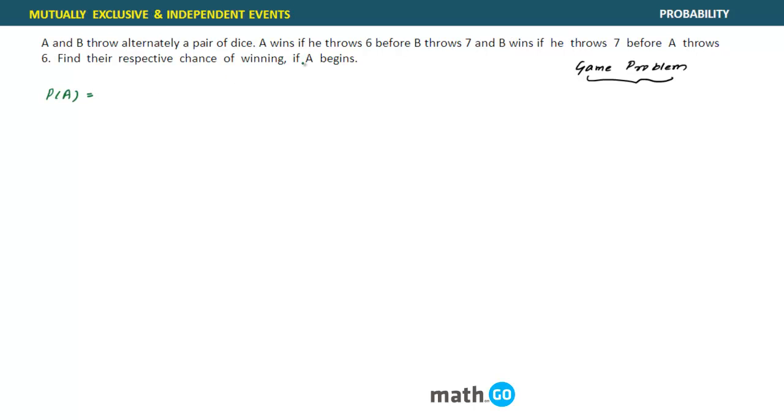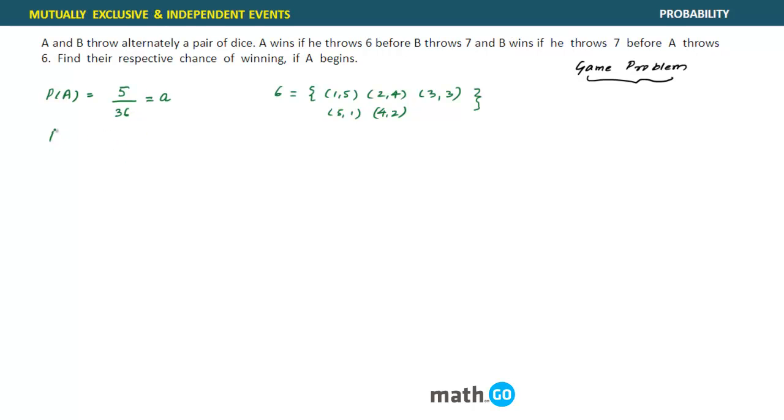A wins when he throws 6, right? So in how many ways can you obtain 6? It could be 1, 5. Remember, it is a pair of dice. So 2, 4, 3, 3, then 4, 2 and 5, 1. In these many cases you can obtain it, that is 5. The probability of A is nothing but 5 by 36, which let's say I call as A.